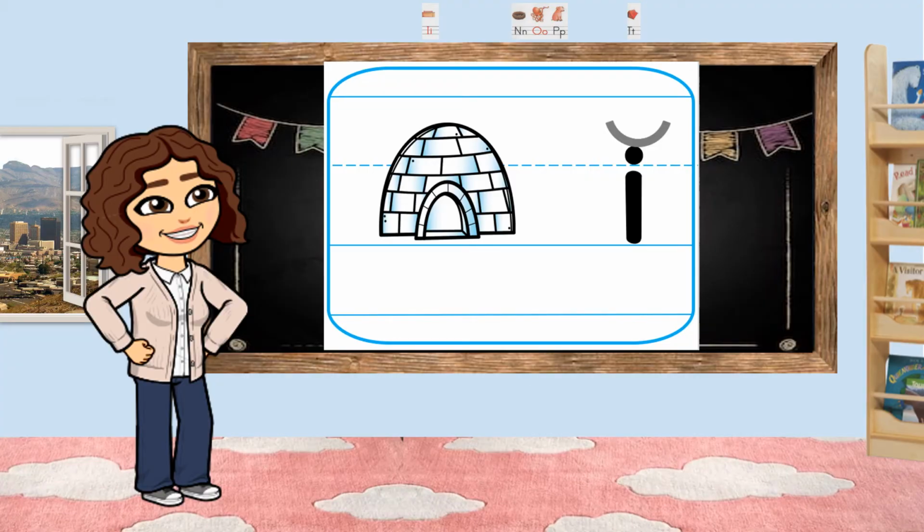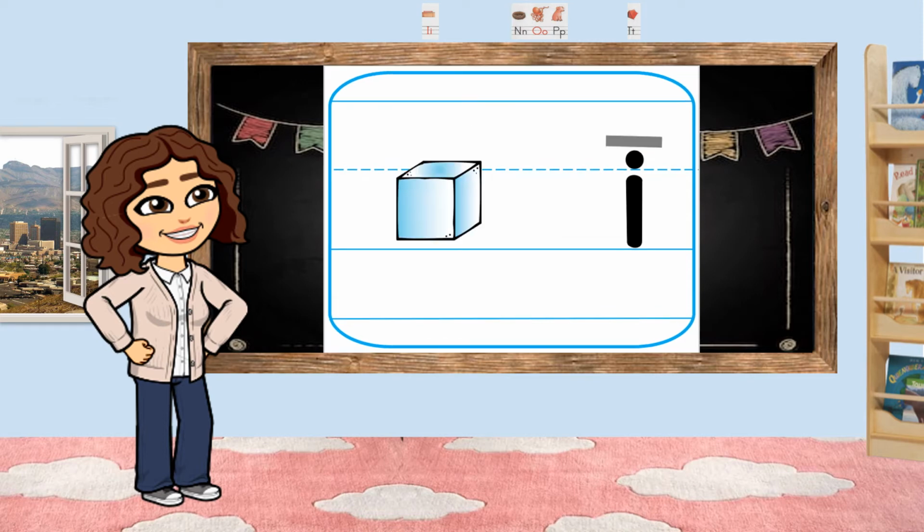So we have a new card that we're going to be adding to our picture deck, and this is going to be igloo, I. The reason our keyword is igloo is because the beginning sound of igloo is I. And remember, our keyword reminds us what that letter sounds like. So we have igloo, I.